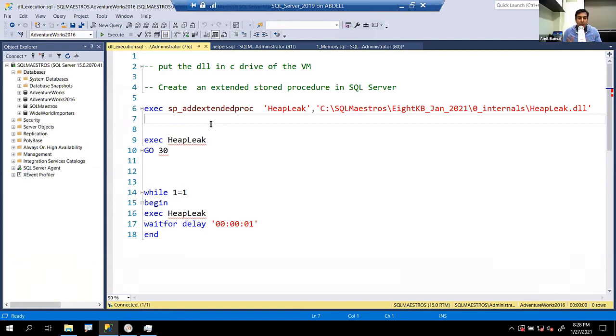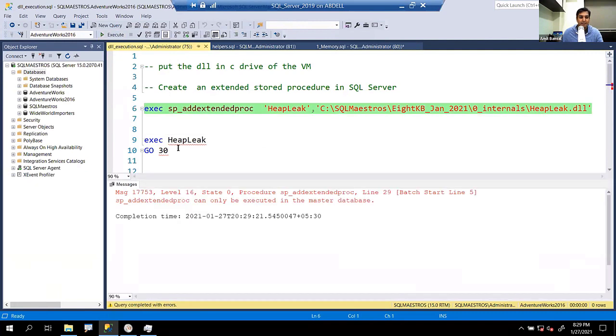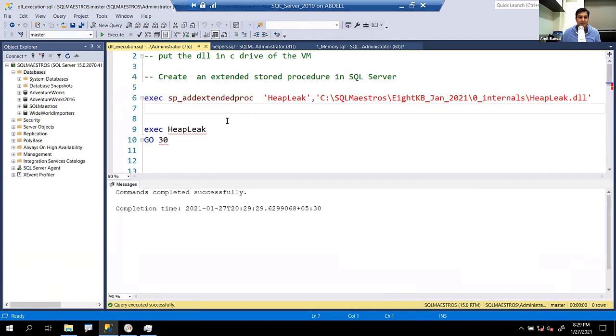All right, friends. So we talked about the memory clerk allocations and memory objects. Let's look into direct Windows allocation. On the slide, if you recollect, I talked about how direct Windows allocations do not go via this 3-layered architecture. So I have a DLL file here called heap_leak.dll. Let's go and register this first. I'm executing in the master database. Okay, that's interesting. So let's go and do this, and we execute this, and this is done.